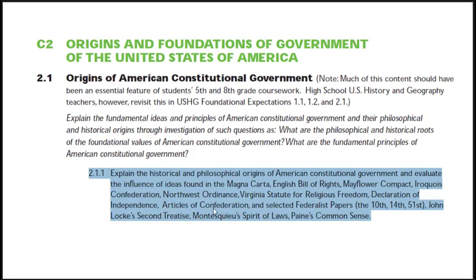So explain the historical and philosophical origins of American constitutional government and evaluate the ideas found in, well, the Articles of Confederation. If you peek through here, you see a couple that we've actually talked about in class before too, like Magna Carta and English Bill of Rights, but we're going to just stick with the Articles of Confederation today.